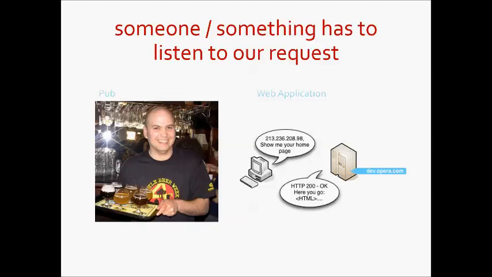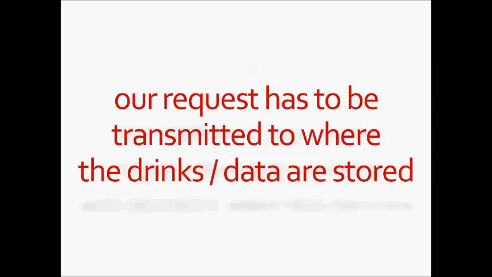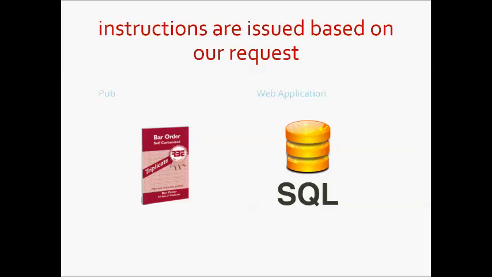So in either case, we've got something, both a web server or a server in a pub, listening for our request to initiate that process of getting us what it is that we want. So now we've transmitted that request, and our server in the pub or our web server has to know what to do. So it's got a request. Where's it going to go? Is it going to go behind the bar and get the drinks we want? In a web application, we want that request to be transmitted into the database to pull out the information that we're looking for.